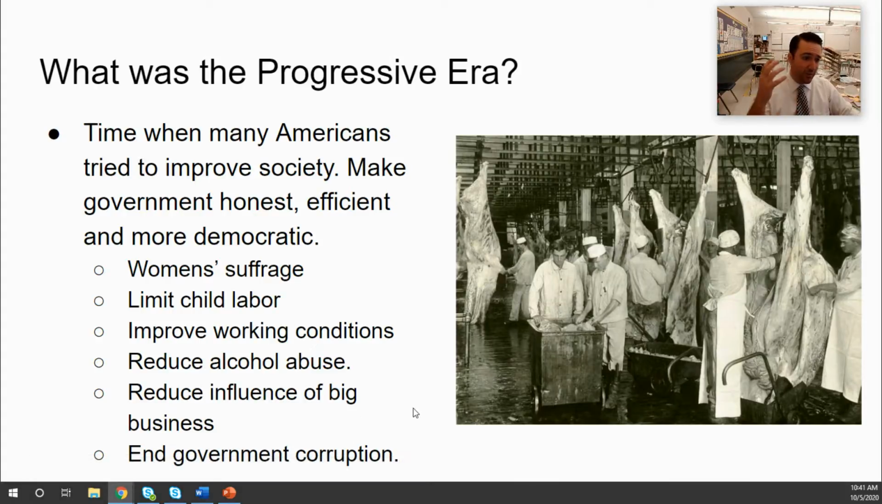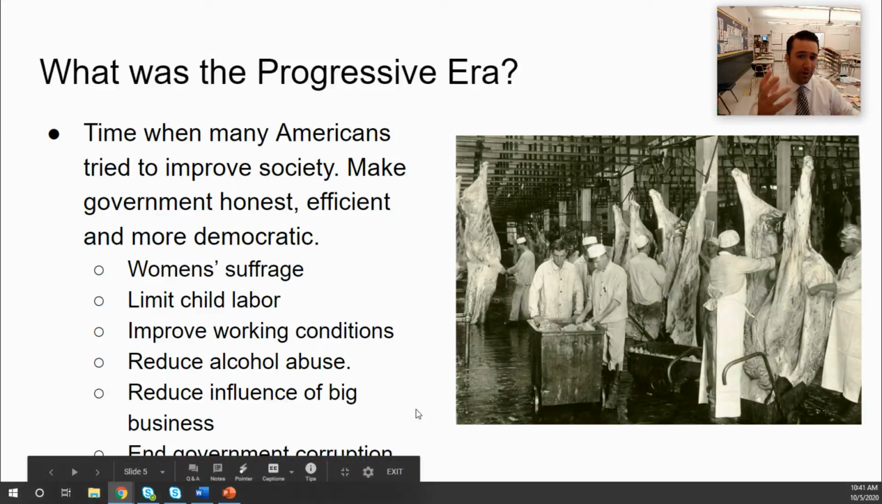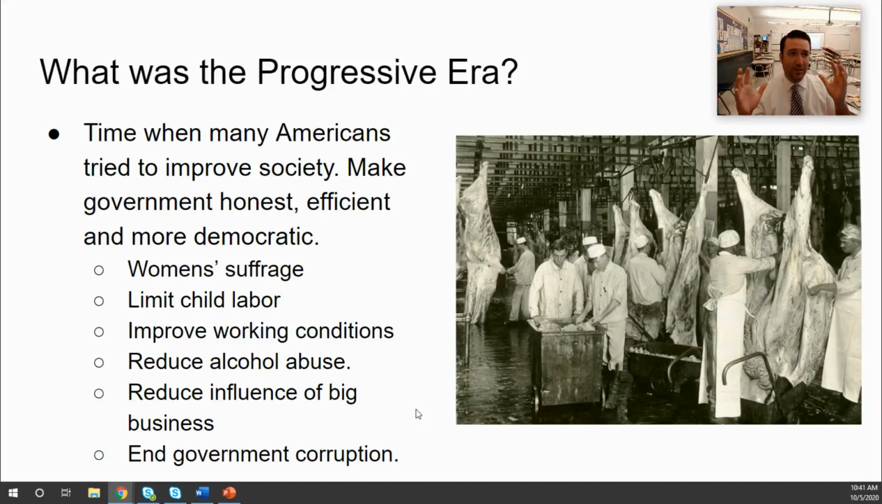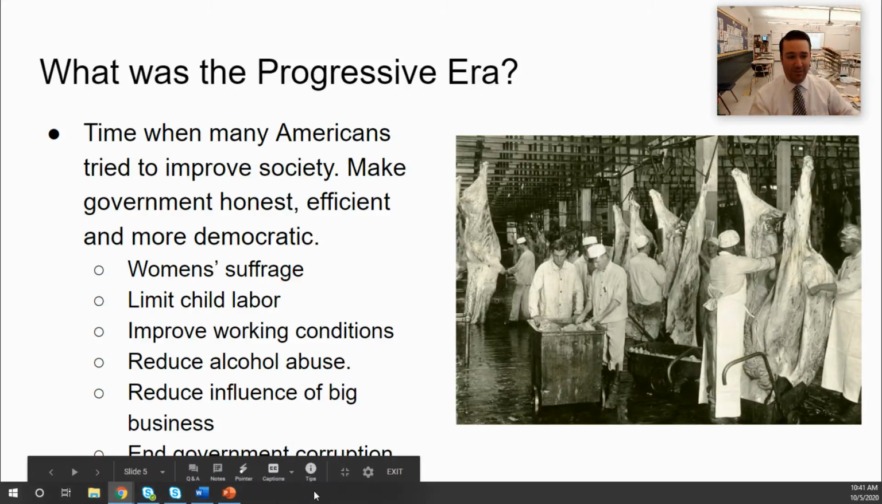Limits child labor, and it wasn't just, like everyone would probably assume, that they want to get rid of child labor because of the horrendous conditions that they're dealing with. But labor unions are also fighting against child labor because that's taking good jobs away from adult working people. So it's a little bit of both. And that's something they're going to fight for.